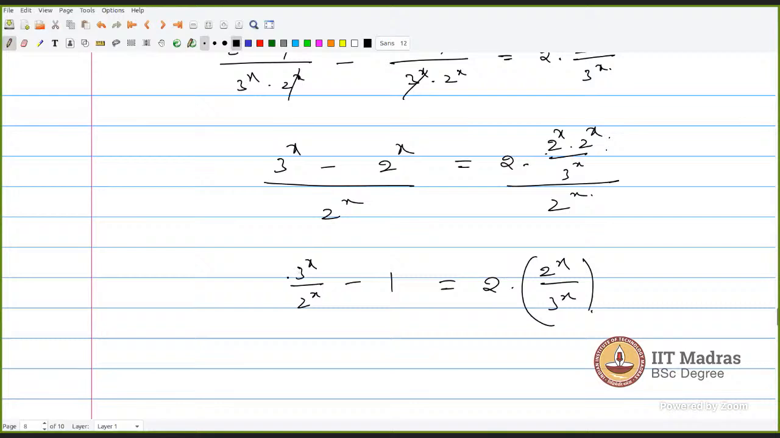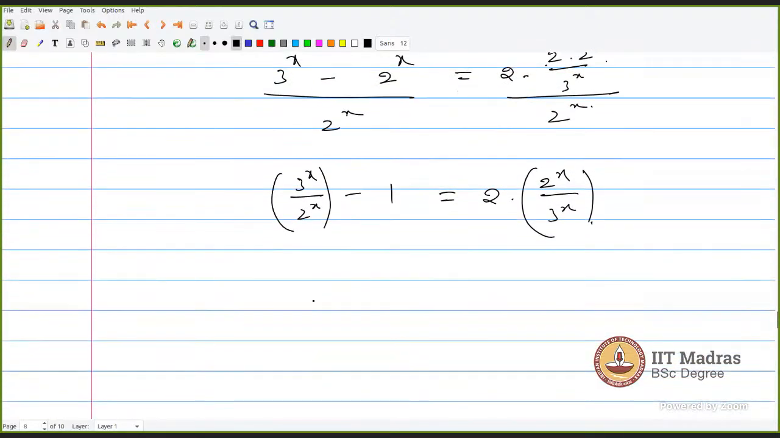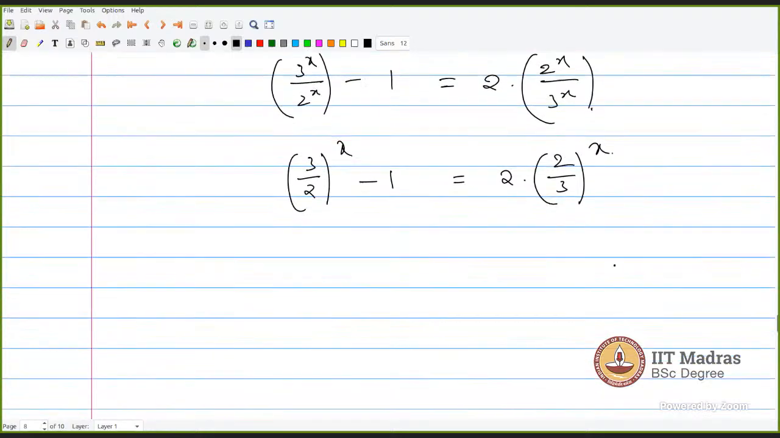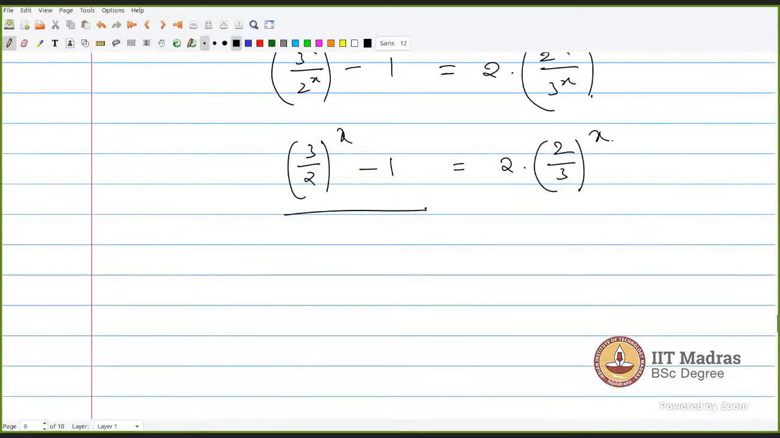Okay, now you can see I have this. I can write it as 3 by 2 whole power x minus 1 is equal to 2 times 2 by 3 whole power x. I'm just doing the manipulations and I just wanted to simplify the given expression. I'm just trying to simplify it, how simple I can do. Okay, now I got 3 by 2 power x minus 1 and 2 times 2 by 3 power x. This is 3 by 2, I will keep it as it is. This I will write as 1 by 3 by 2 power x.